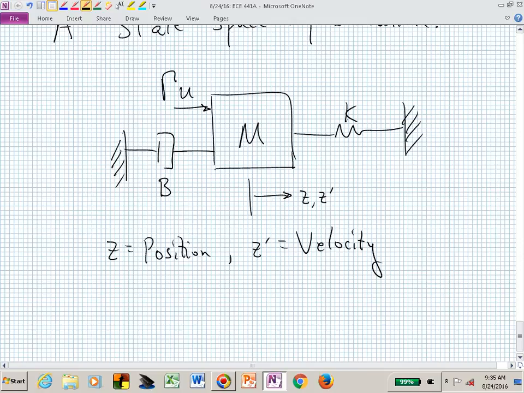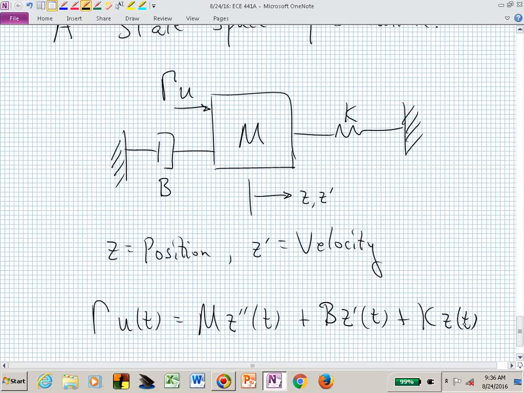What was it before? U is equal to, right? M x double prime, but now we have z's, so we now have gamma u of t is equal to m z double prime plus b z prime plus k z of t.